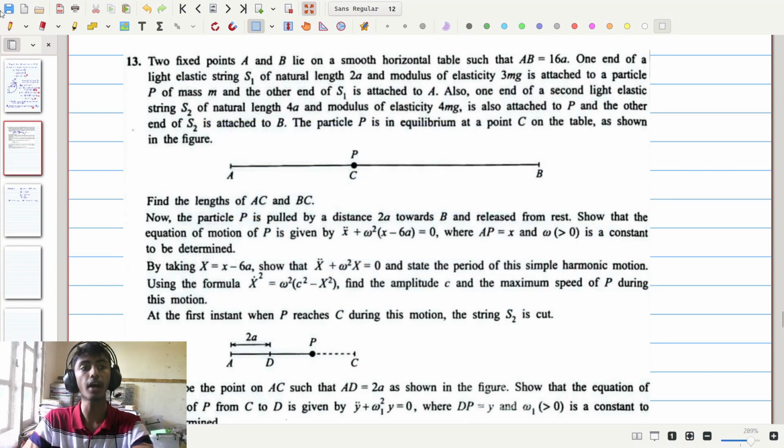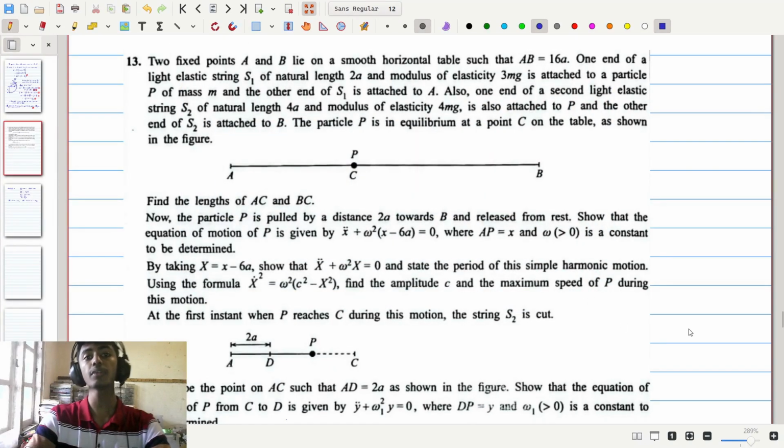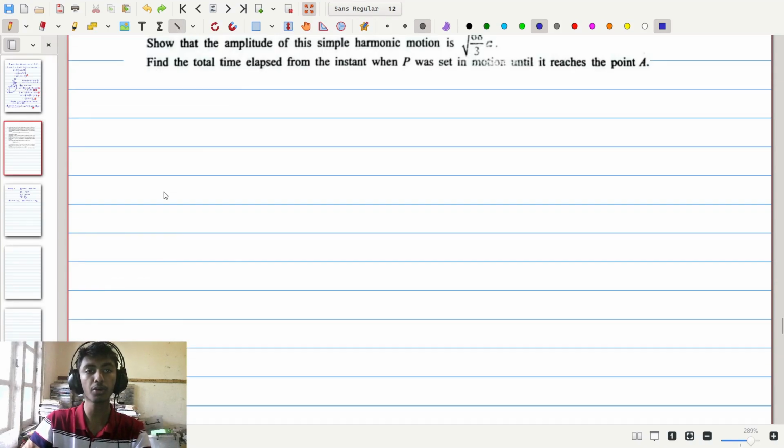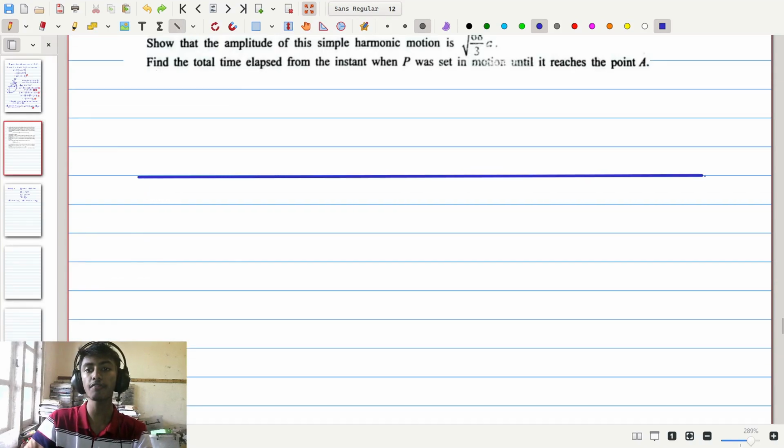So let's start off with this question. The first thing we're going to do is to find the equilibrium point C by finding the lengths AC and BC. To do this, we are going to consider the situation, draw the diagram, consider some lengths, find the tensions, and show that when the tensions are equal, the length is going to be a particular value which we can use to find AC and BC.